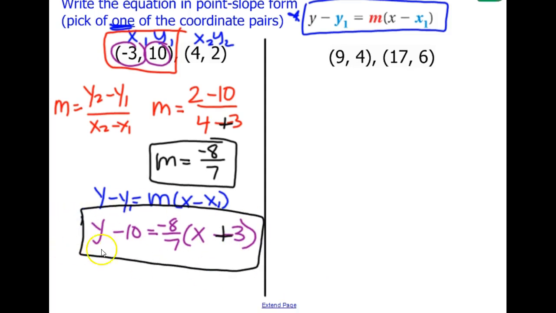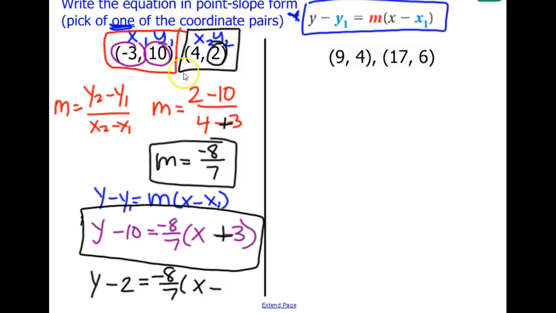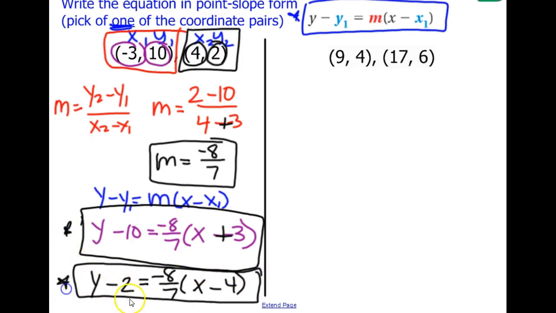But if this wasn't the answer choice, for example, if it was multiple choice and this wasn't one of my answers, I could use the other point to see if that would be one of the answers. So y minus y1, or instead this one is 2, equals our slope, negative 8/7. And then x minus x1, or right here is 4. So these are both correct answers. On a test, I would accept either of these. They're both okay.